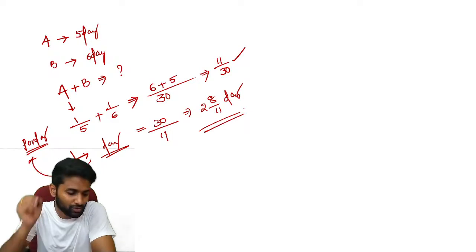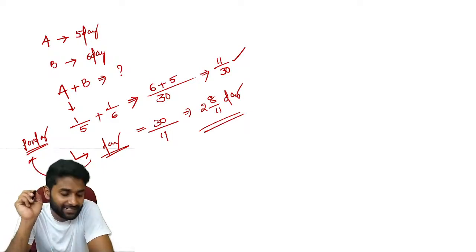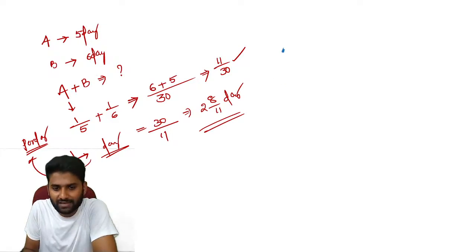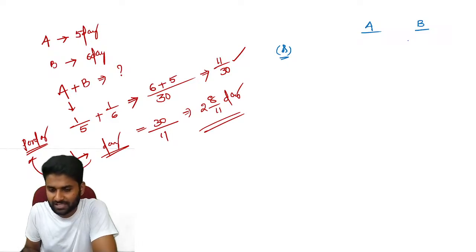If both work together, they will complete that work in 2 8 by 11 days. Now, my suggestion, don't go with the fraction method, guys. I will teach you another method. See, understand here. A, B, there are two persons involved in this work.